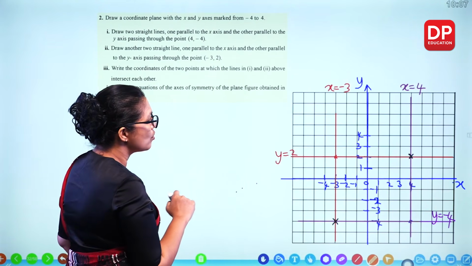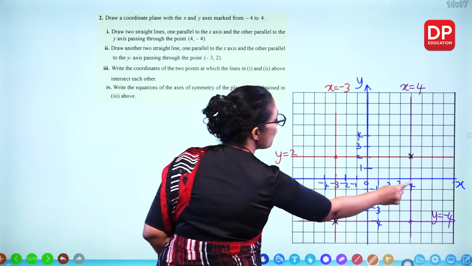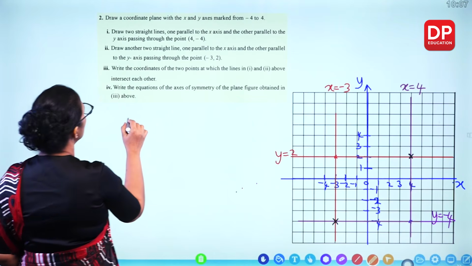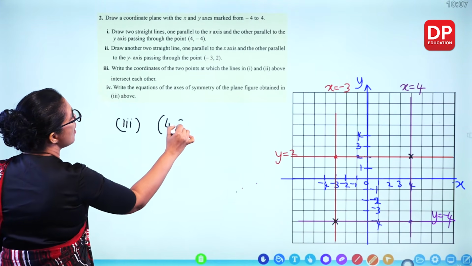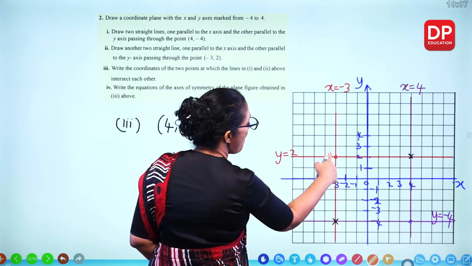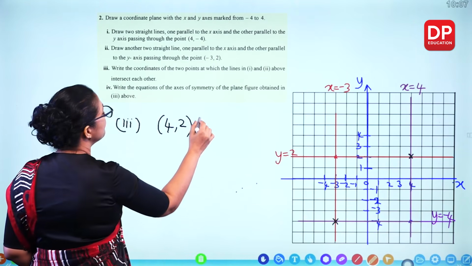So, what are the two coordinates? This is 4 with 2. 4, 2. So, part 3, 4, 2. And what's the other point? This one. Minus 3 and minus 4.